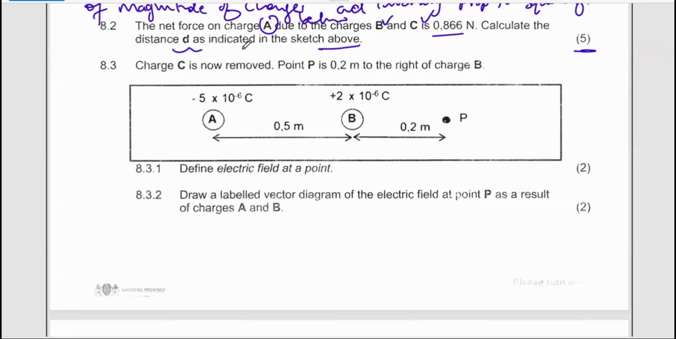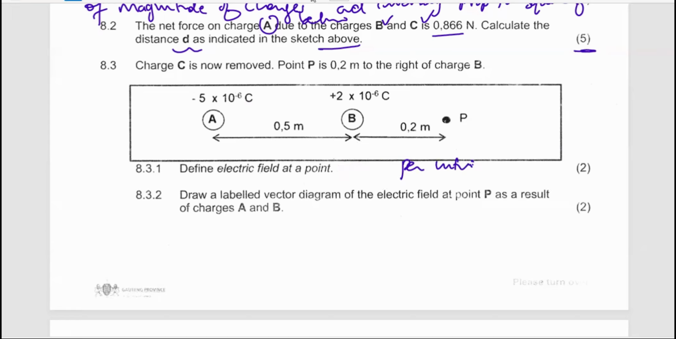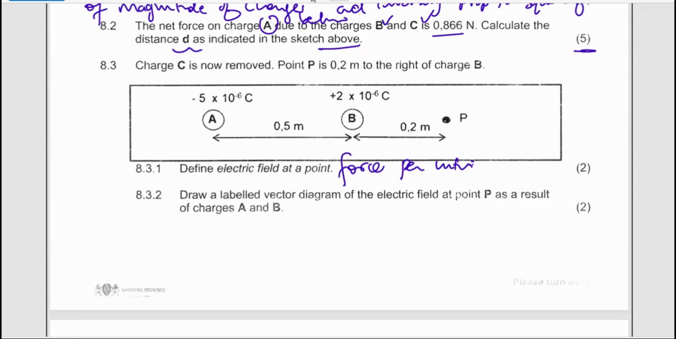All right, then 8.3. They are removing C, and point P is 0.2 meters to the right of B. Can we define electric field at a point? So this is basically the force per unit charge. It's not charge per unit area; it's basically the force per unit charge that is experienced at a given point.